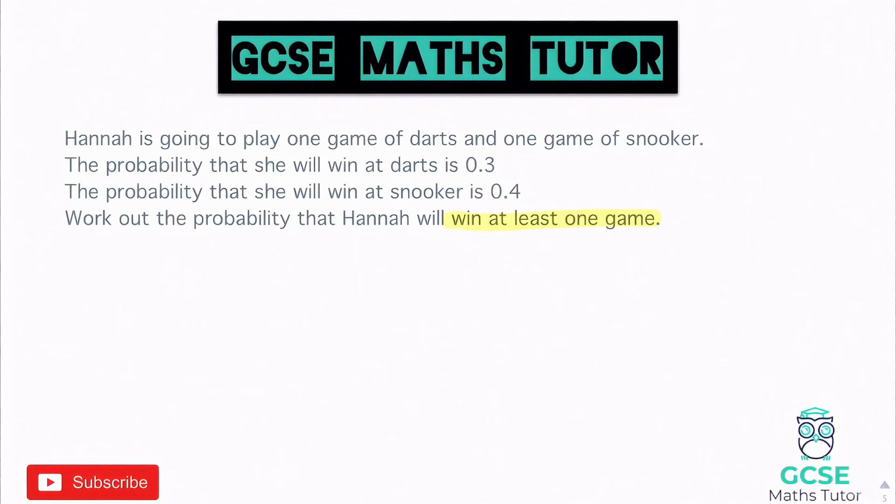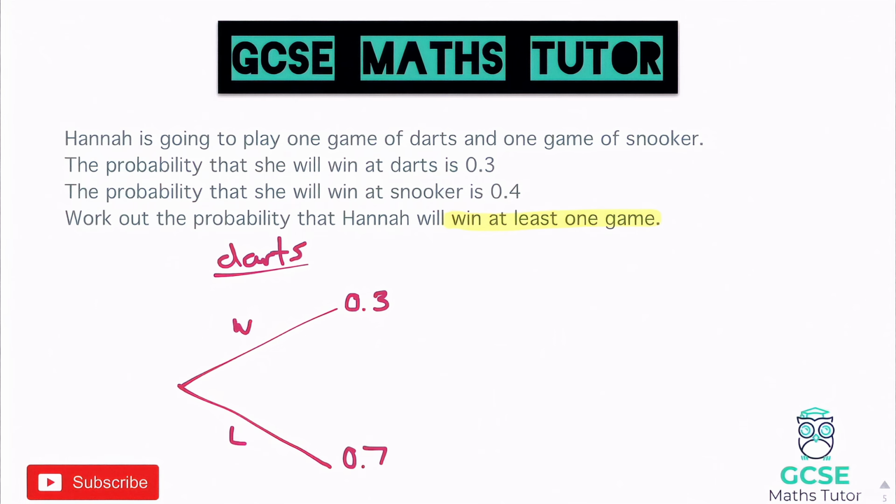But first we need to construct our tree. So looking at this, the first part of our tree could be our first game, and the first game that it mentions is darts, so let's just have darts as our first one. Now we've got a scenario of winning or losing, and it says the probability that she will win at darts is 0.3. Now hopefully you already know that probabilities have to add up to 1. Now 0.3 is 30%, so obviously to get it up to 100% or to get it up to 1 is 70% or 0.7. So the probability of losing this time is 0.7.